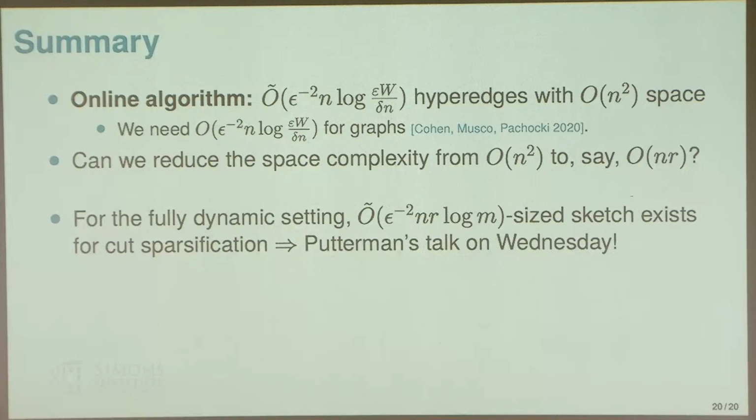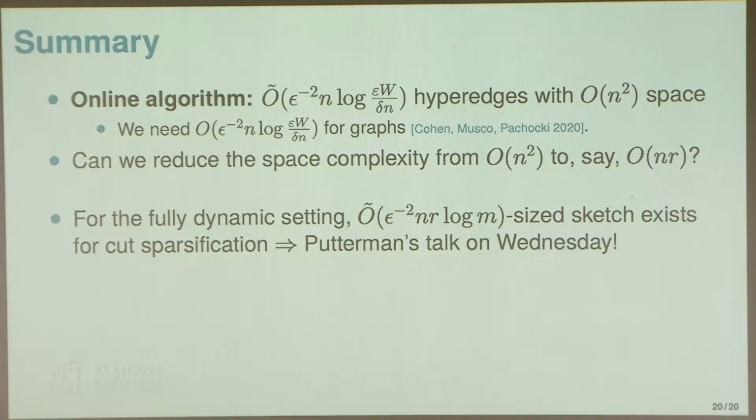And a more interesting question is whether we can reduce the space complexity from n squared to say n times r, where r is the maximal size of a hyperedge. We are storing a weighted graph, so we need n squared space. But a natural idea is to apply a sparsifier on the stored weighted graph, but I don't know whether it works.